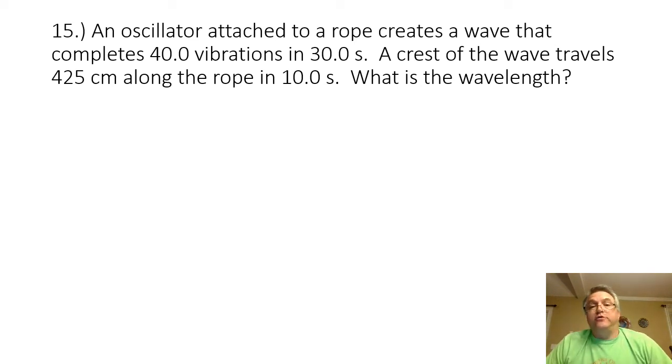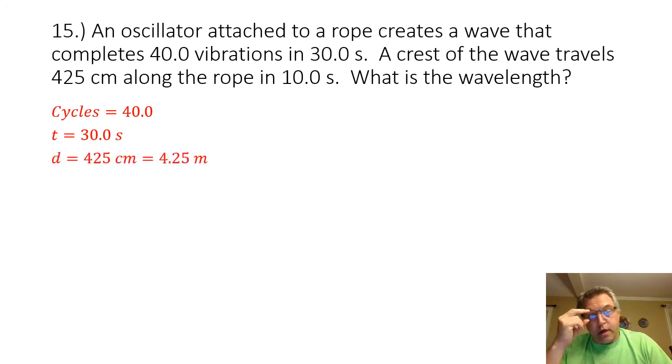We have an oscillator attached to a rope that creates a wave that completes 40.0 vibrations in 30.0 seconds. A crest of the wave travels 425 centimeters along the rope in 10.0 seconds. What is the wavelength? So we are given the number of cycles the rope undergoes, which is 40 cycles. The time it takes to undergo those 40 cycles is 30 seconds. The distance the wave travels is 425 centimeters. I convert that to meters and I have 4.25 meters. And the time it takes to travel that 4.25 meters is 10 seconds. And we are looking for the wavelength.